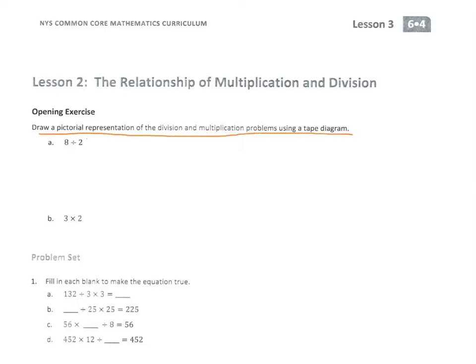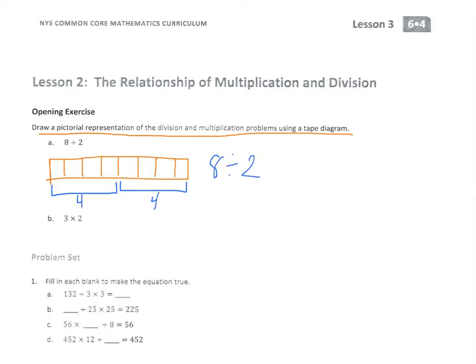So 8 divided by 2. I'm going to start out with 8 boxes. I'll do 4 boxes and then divide them each by 2. Awesome. And then how I'm going to do my pictorial, let's see, I'm going to go just like that. So I've got 8 divided into 2 chunks with 4 chunks each. So 8 divided by 2 equals 4.